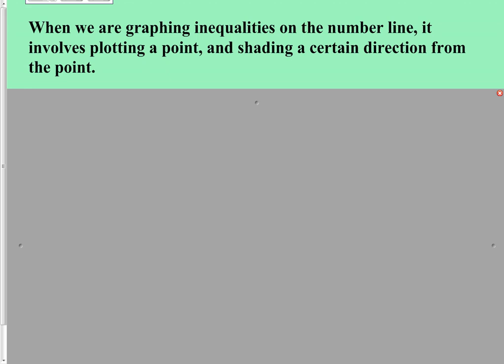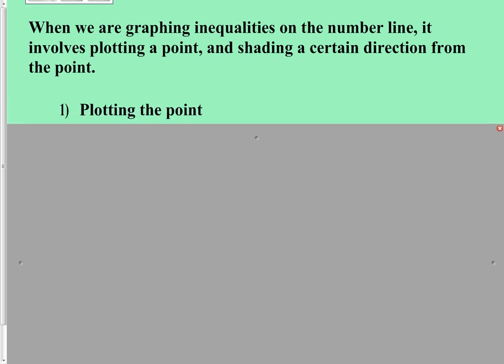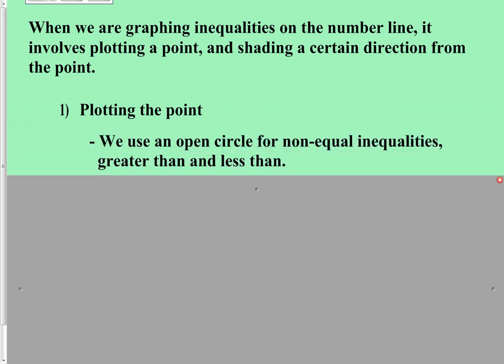When we are graphing inequalities on the number line, it involves plotting a point and shading a certain direction from that point. Okay, so two steps. One of them would be plotting the point. Now, going to the number line and putting your finger on the value, that is obviously very easy. But as you may or may not remember, and we've talked about this, talking about domain and range throughout this year, sometimes there are open dots and sometimes there are closed dots. Okay, and hopefully we remember that we are using an open circle for things that are not equal, the non-equal inequalities, which are greater than and less than.